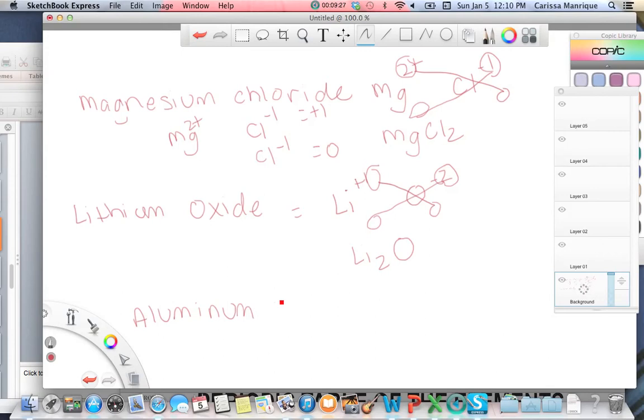Aluminum oxide. Okay, aluminum is Al and oxygen is O. Now we've already looked up oxygen. We said it has a -2 charge from above. It still does.